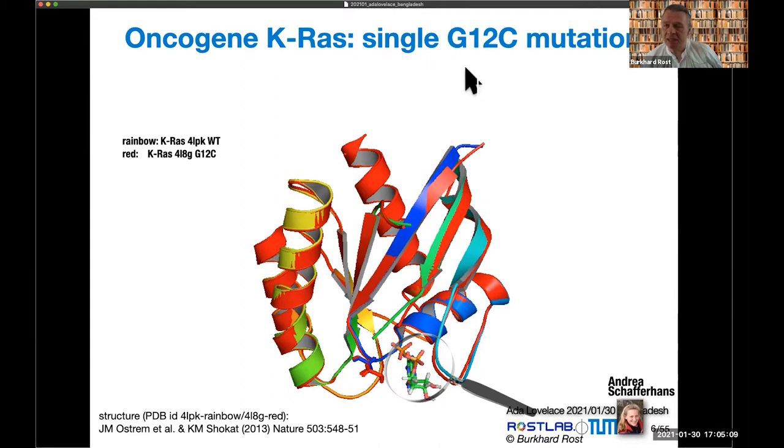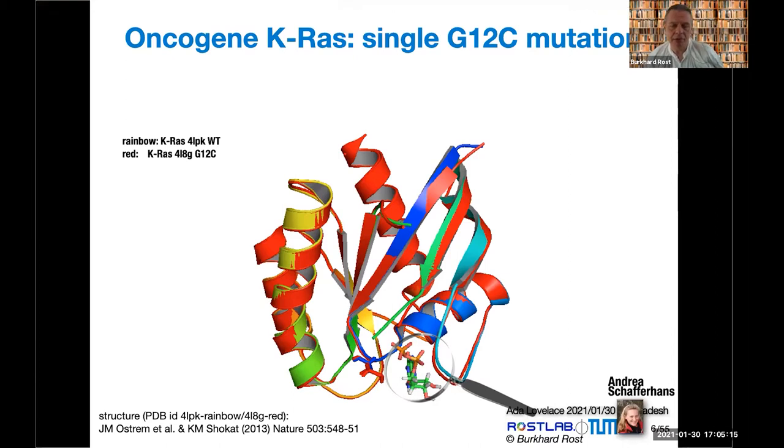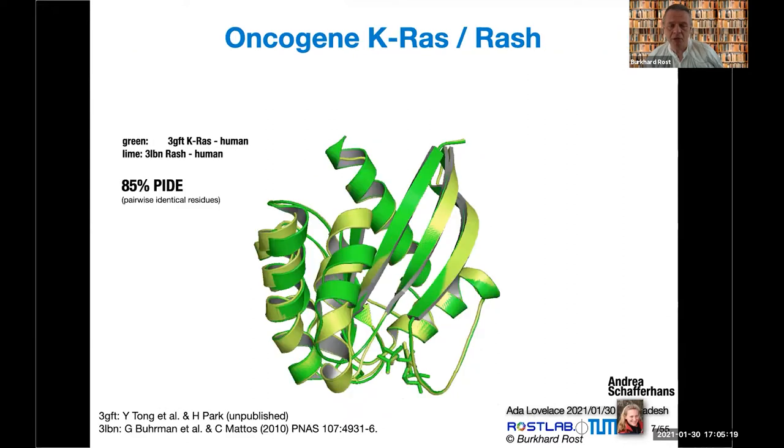And this is the kind of mutant that we also see in the SARS-2 virus, in particular in the spike. We see it all over the place.